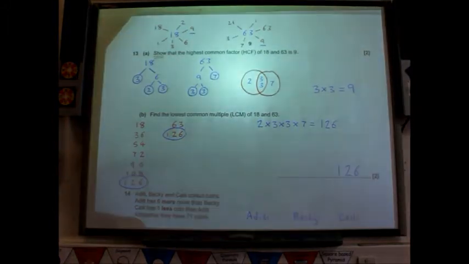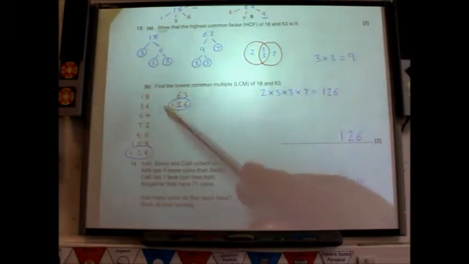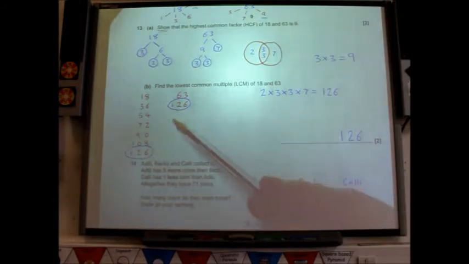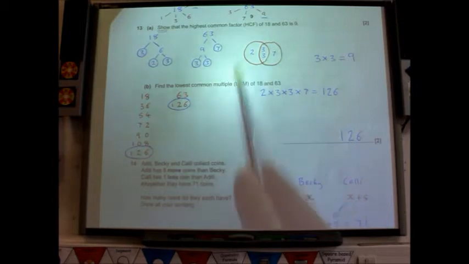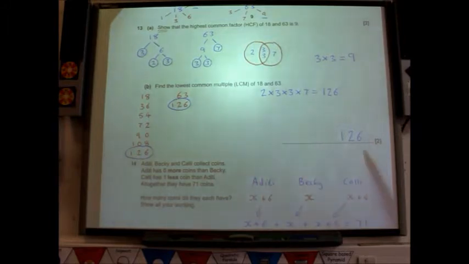The next one, find the lowest common multiple of 18 and 63. If you need reminding about what a multiple is, it's in the times table. This is the simplest way of doing it. I've just done my 18 times table and my 63 times table, and you can see the answer is 126. That will get you the 2 marks. If you have used a Venn diagram to find the lowest common multiple, you simply multiply all the numbers inside it together, and that gives you 126 as well. So either way is fine.